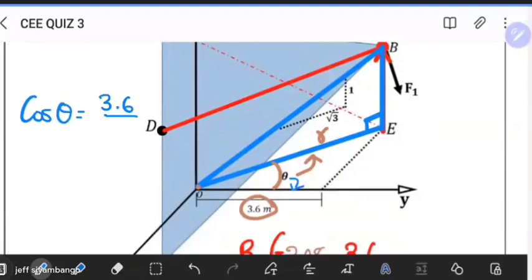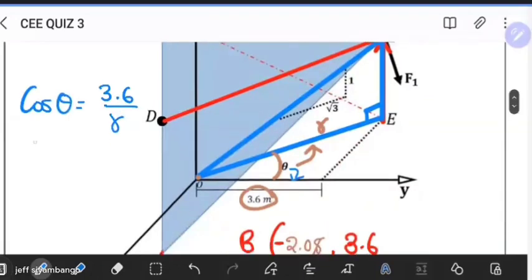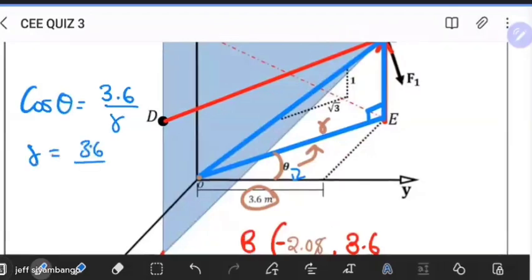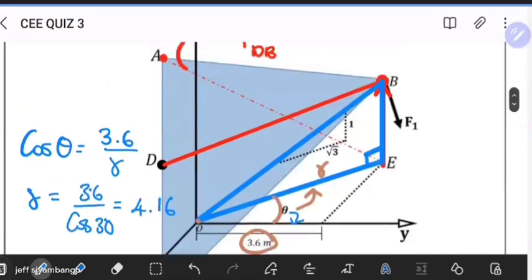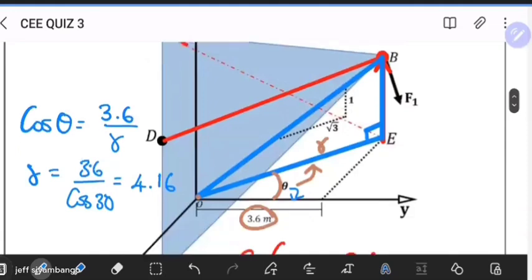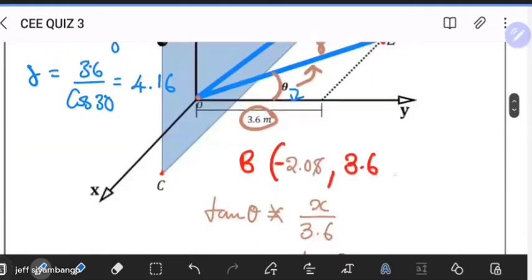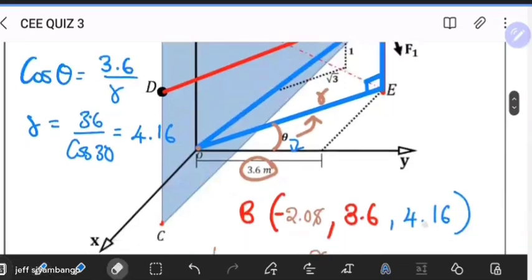Then the hypotenuse is that gamma I've just introduced. The angle is 30, so we end up with gamma equals 3.6 divided by cos 30. What will be the answer here? 4.16. Because it points up, we expect it to be positive. Therefore, 4.16.